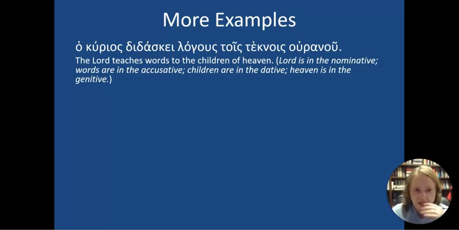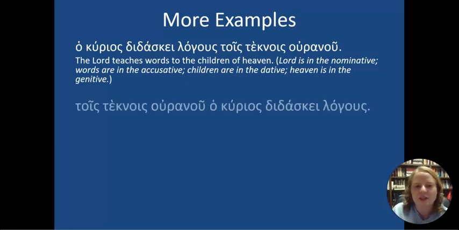Then everything else we're going to kind of work our way through. Words are in the accusative. That's the next most important thing to learn after nominatives. The datives are these indirect objects, and they often have that iota in them, so that helped me recognize it. Tois teknois, children, and then the genitive, the thing that shows possession, they're children of heaven. They're children who belong to heaven.